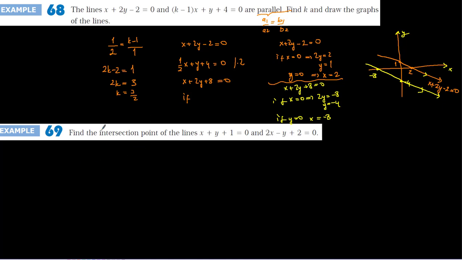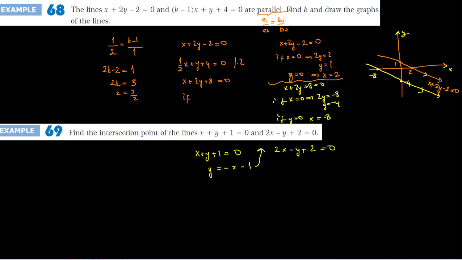Find the intersection point of the lines x plus y plus 1 is equal to 0 and 2x minus y plus 2 is equal to 0. Actually, it is probably expecting us to solve this question by using graphical methods, but I'm going to do it like this. If x plus y plus 1 is equal to 0, then y is equal to minus x minus 1. Then I'm going to put it inside the second equation, 2x minus y plus 2 is equal to 0. I'm going to replace the y here.